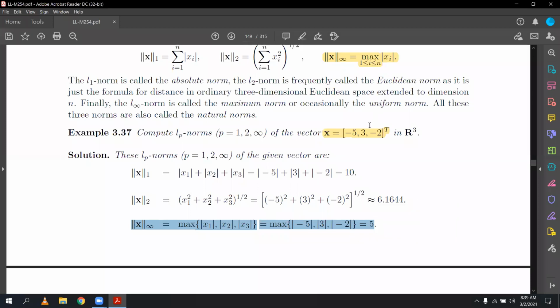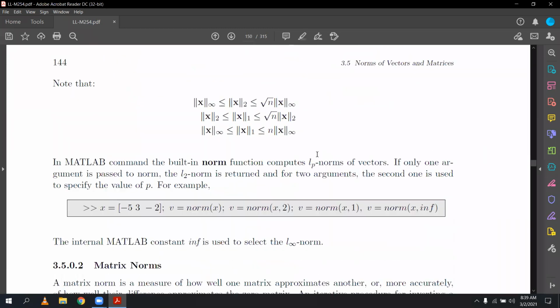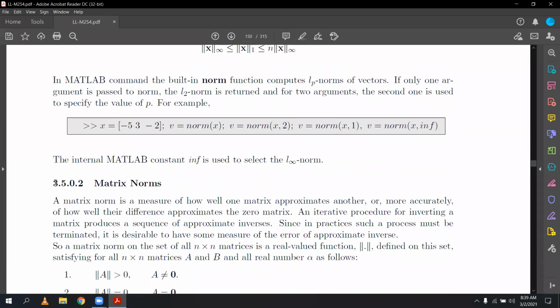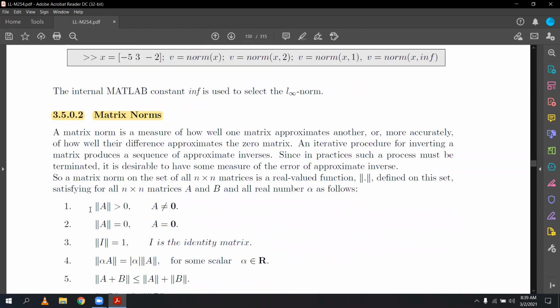I define the L1 and L2 norm here in the book, but these are not with us in 254. We only discuss the L infinity norm of a vector. Then in the same way we can discuss the matrix norm, because a vector is also a matrix, a column matrix or row matrix.